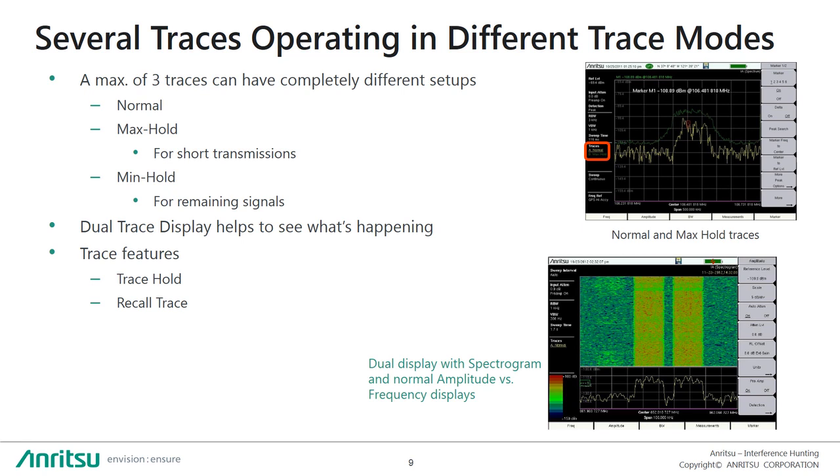You can also show min hold, which is good for finding, for example, a permanent continuous wave signal hidden inside a spectrum full of bursty LTE or WLAN transmissions. A dual trace display feature can also help to show what's happening. For example, simultaneously showing the standard amplitude versus frequency display and a spectrogram. Other nice features are trace hold and the ability to recall traces. Trace recall allows you to save a trace to analyze it at a later time.